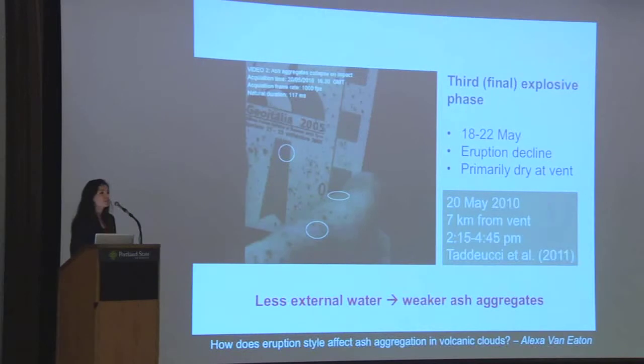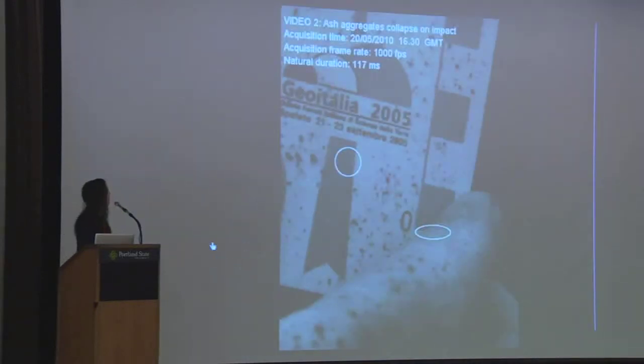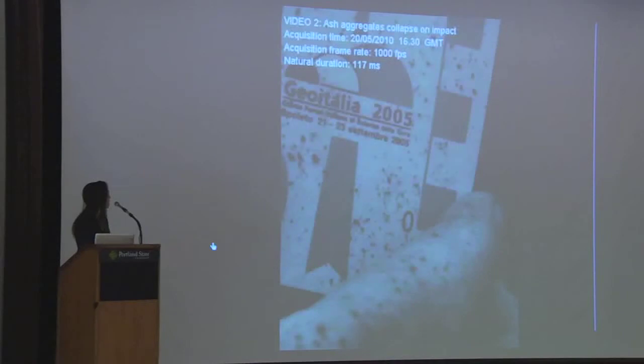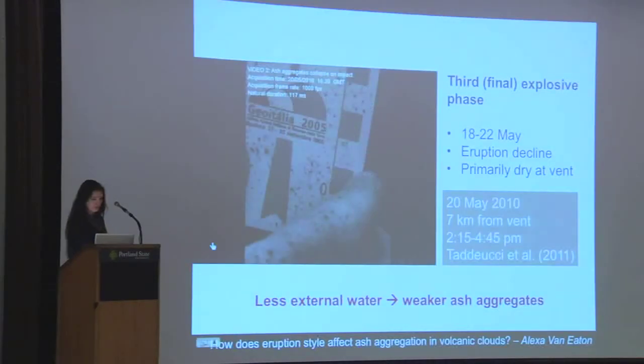And then, documented by Jacopo Terrucci and others around the same time, in the last explosive phase of the eruption, we can take a look at their video, which is pretty cool. I don't know if you can see that really, but you can see these little tiny ash clusters that were falling out and breaking up on impact. Maybe we'll just show that one more time. Or maybe not. But the general trend is that as the eruption started to dry out, the ash aggregate structures fundamentally changed.